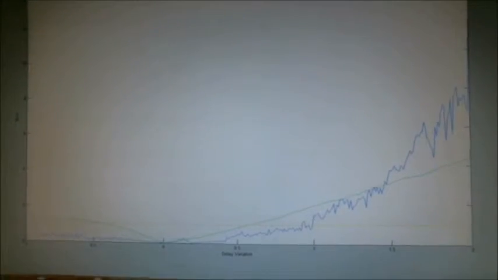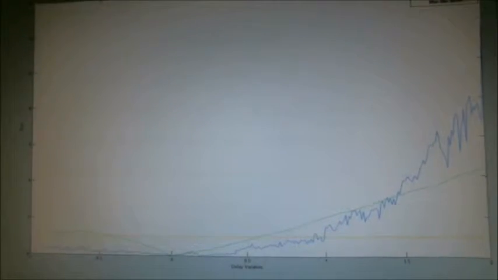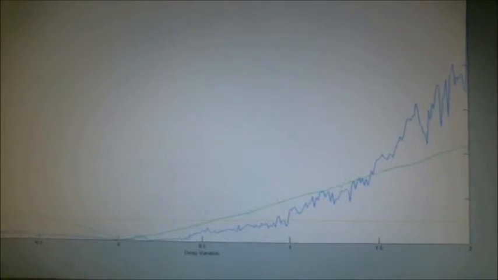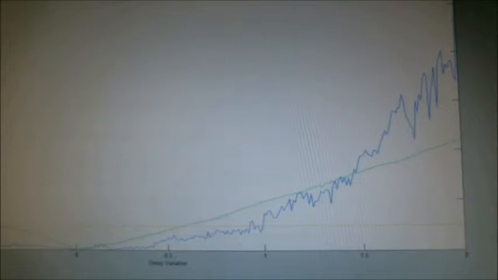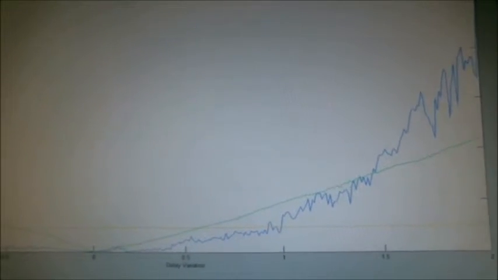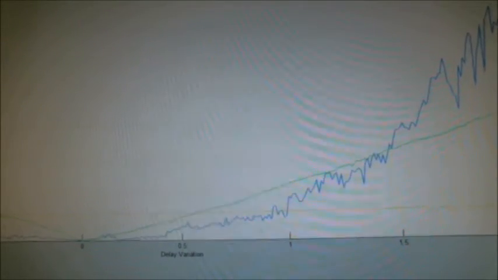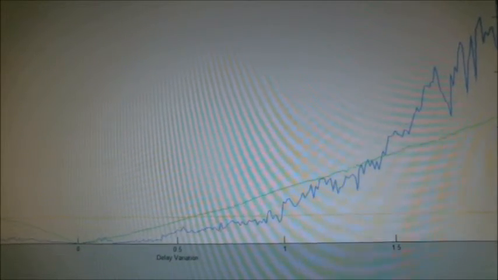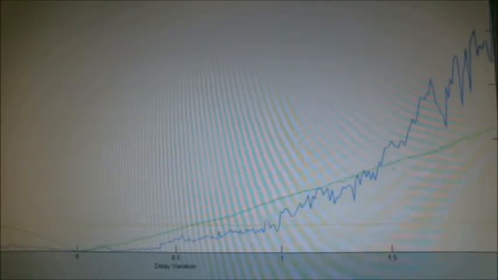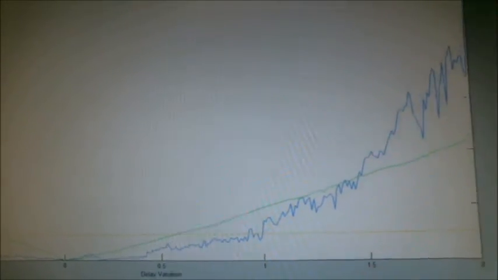the response. Of important note here is that, at least on the positive side, after around 0.5 delay variation, the metric response output is somewhat quadratic or exponential.